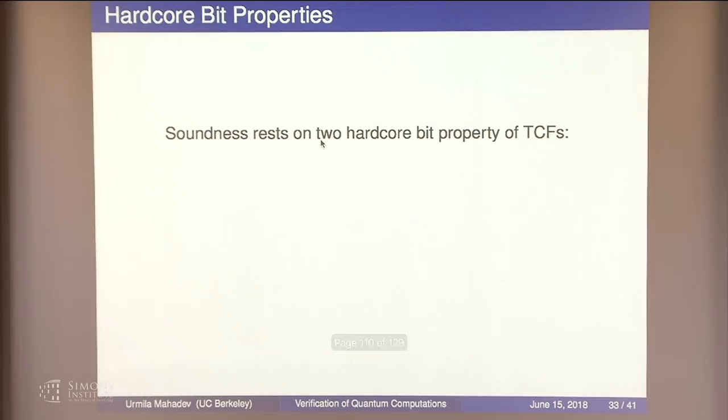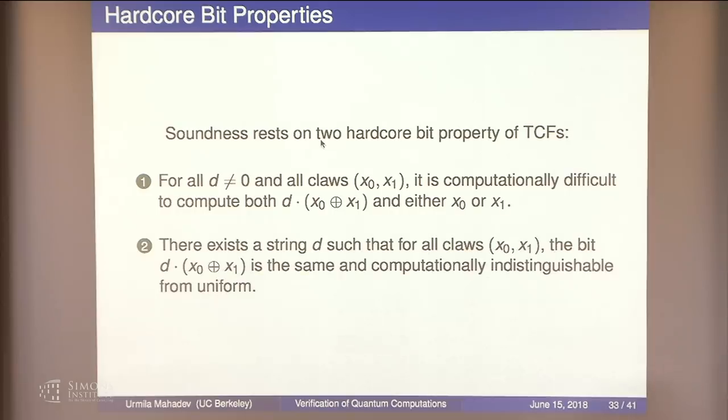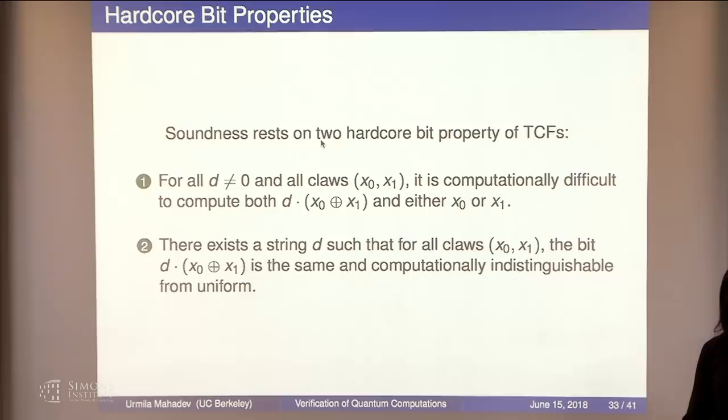Okay, so now, since I said that, the first step we need for proving soundness is these two hardcore bit properties. The first one is the one that I just mentioned. So it's just saying it's computationally difficult to compute both a D, which satisfies this equation, and one of the two pre-images. And the other one is a little different. It's saying there exists a string D such that for all claws, that bit is the same bit, so it doesn't vary over the different claws. And it's computationally difficult to guess that bit. So this didn't come up in the counterexample. It seems a bit more unnatural, but it's needed in the proof.